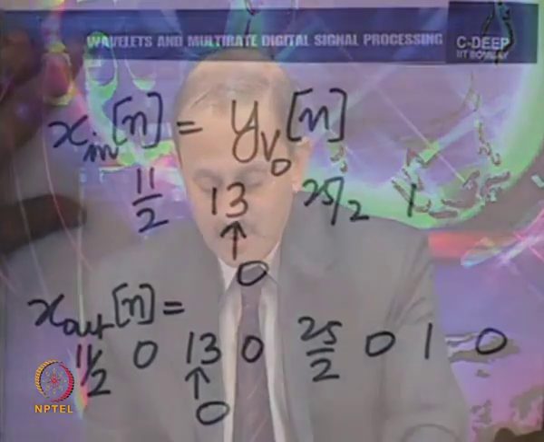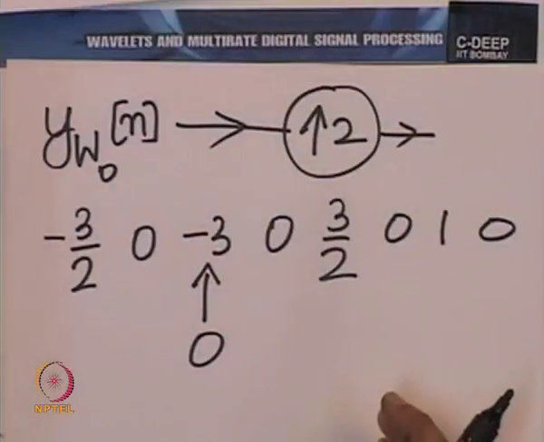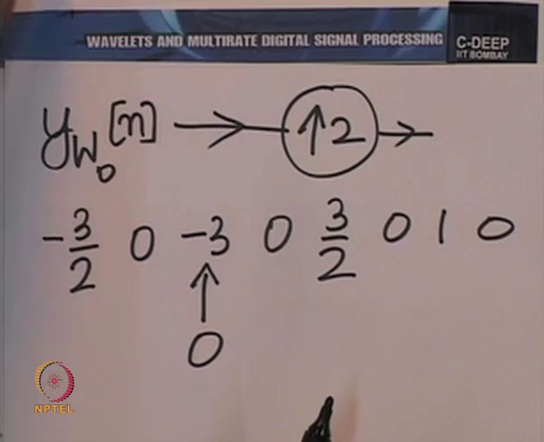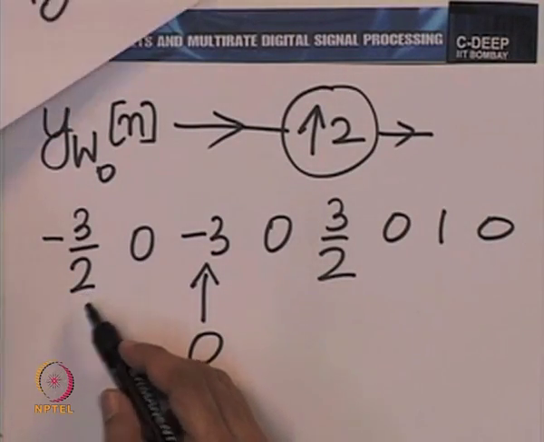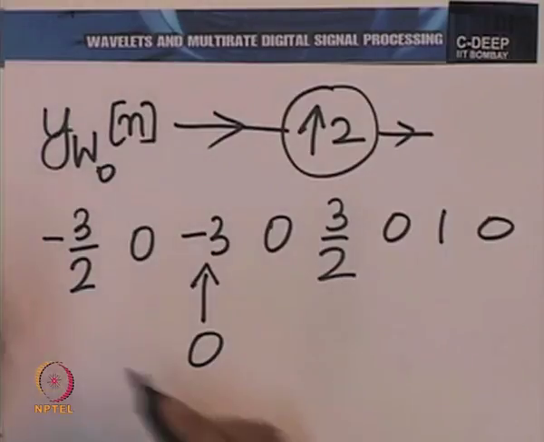So, this is the upsampled sequence corresponding to V0, and this is the upsampled sequence corresponding to W0. Now, how would we get the piecewise constant values from these two sequences? Well, let us take the example of the first two values here. The first value in the upsampled sequence of V0 is 11 by 2. So, 11 by 2 and 0, and minus 3 by 2 and 0.